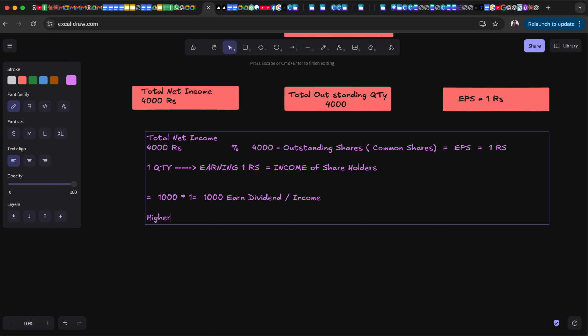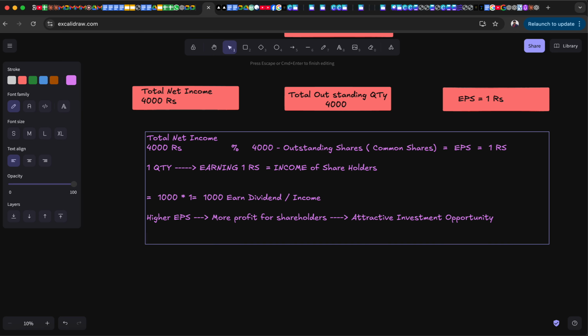Higher profit, or higher EPS, means more profit for shareholders, and more profit for shareholders means, for you, it's an attractive investment opportunity. Now your question would be how.